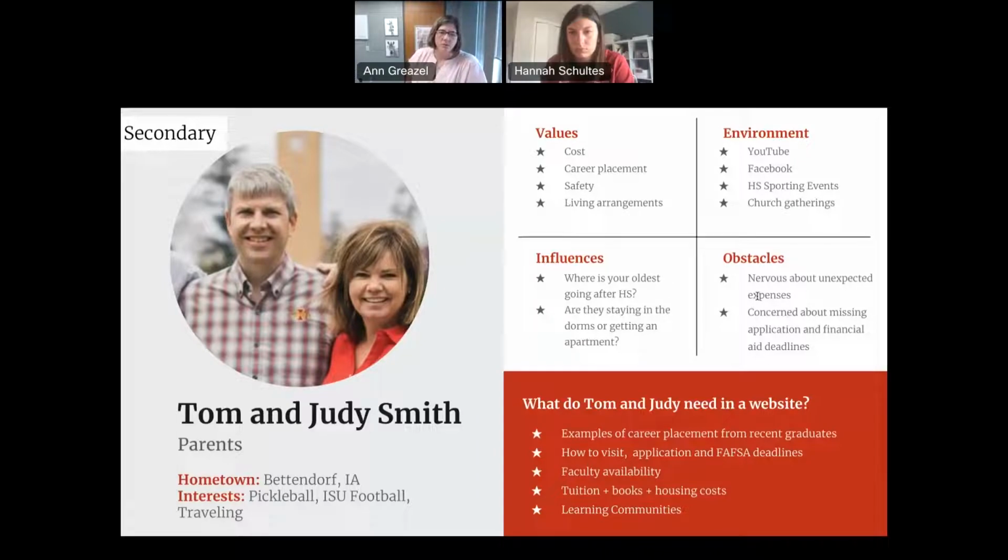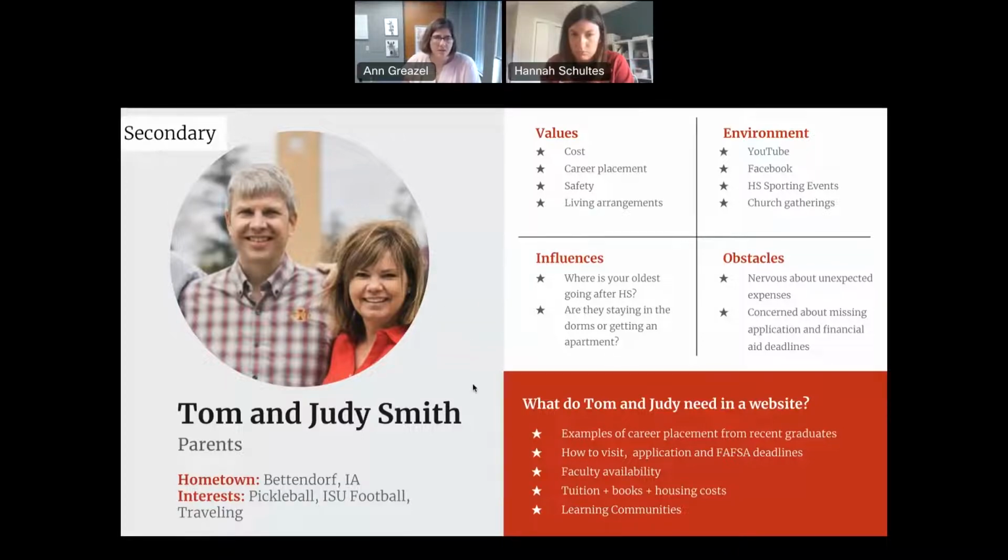So what you really want to do is focus on examples of career placement from recent graduates. So where are people graduating from your department working? What are they doing? Where are they getting internships? What sort of plan is your department putting in place to help them get a job? Your faculty availability. Who are your faculty? Are they available to your students? How, when, those kinds of things.